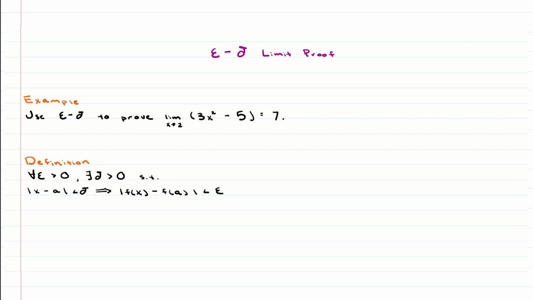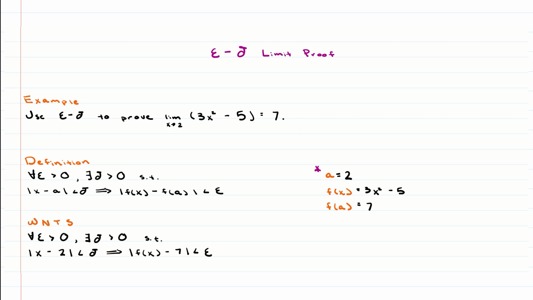So taking a look at our example, let's identify a few terms here. For the limit that we're given, x is approaching 2, so the a in our definition equals 2. Also, we see that 3x² - 5 is our function. And lastly, we're asked to prove that this limit equals 7, so f(a) will equal 7. So putting this all together, we need to show that for all epsilon greater than 0, there exists a delta greater than 0, such that if the absolute value of x - 2 is less than delta, then the absolute value of f(x) - 7 is less than epsilon.